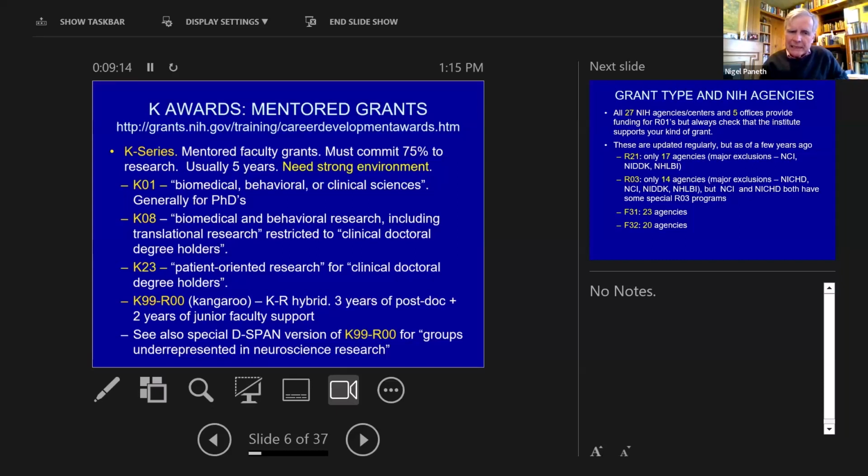And most recently, in the neurosciences, I think this is mostly, I'm not quite sure, I think it's out of mental health, or maybe NINDS, the Neurological Institute, there's a special K99/R00 just for underrepresented minorities in neuroscience research. It's called DSPAN. I'm not quite sure what the abbreviation stands for. I don't know if this has been generalized beyond neuroscience research as yet.